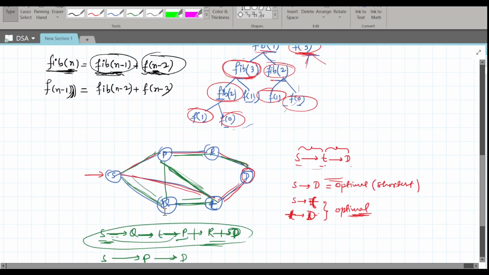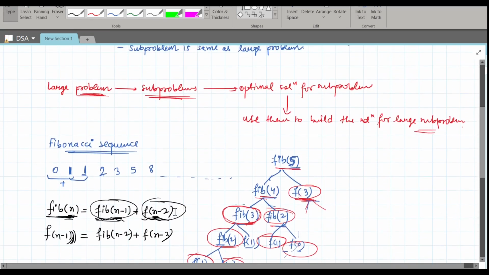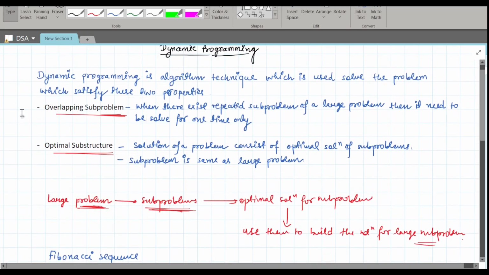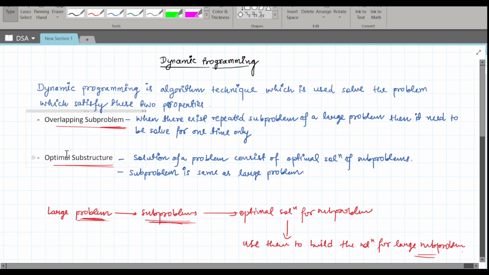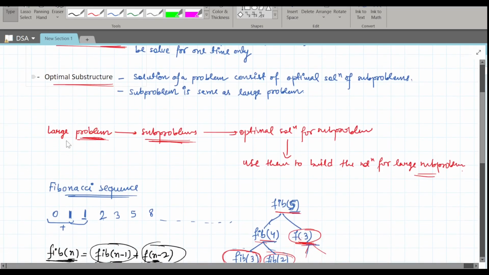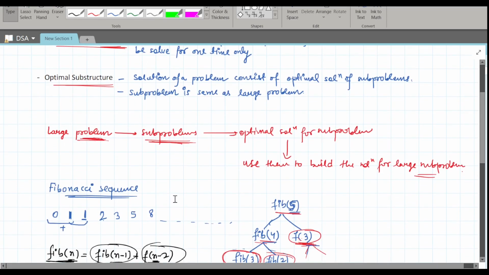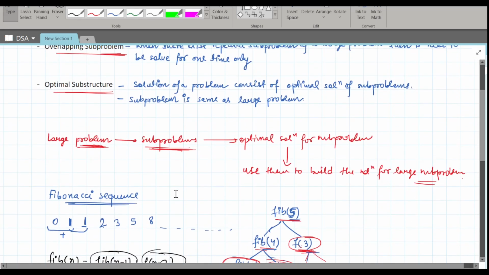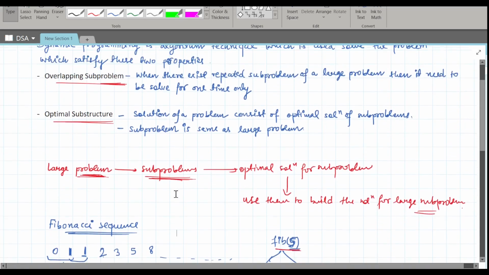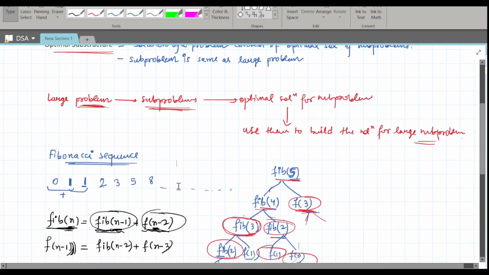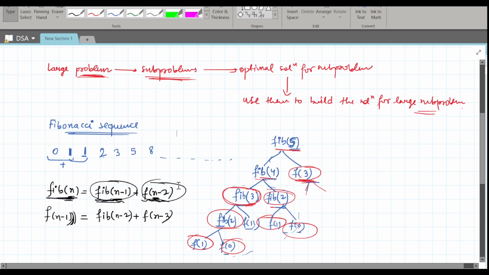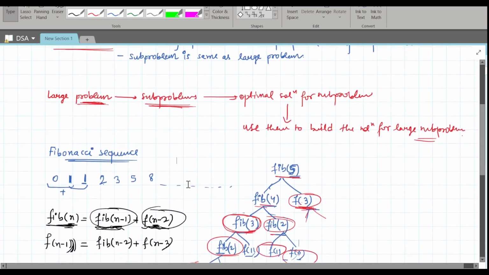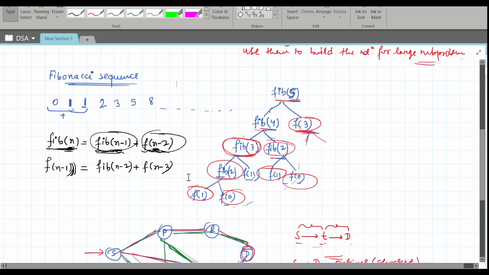So we have to check both properties, overlapping subproblem and optimal substructure, in order to solve a dynamic programming problem. I hope you understood both properties. We will discuss problems on this concept, and also the approaches used in dynamic programming, which are the bottom up and top down approaches.